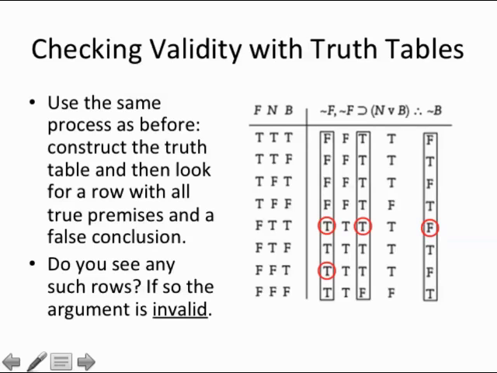Do you see any such rows? If so, the argument is invalid. Can you now see that this is an invalid argument?